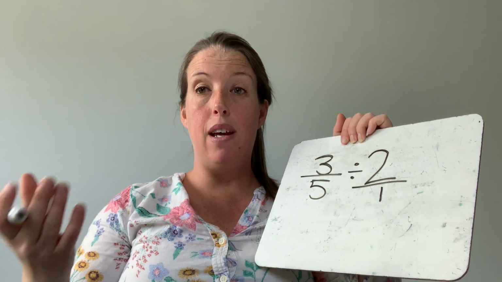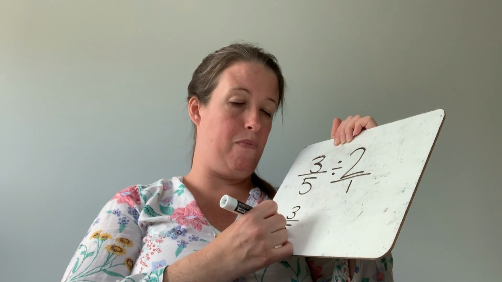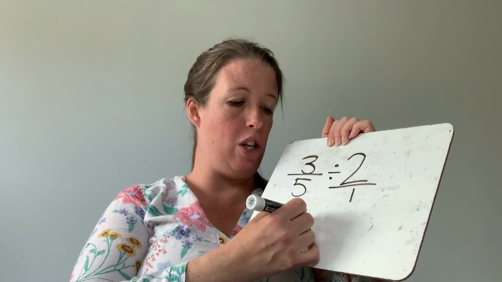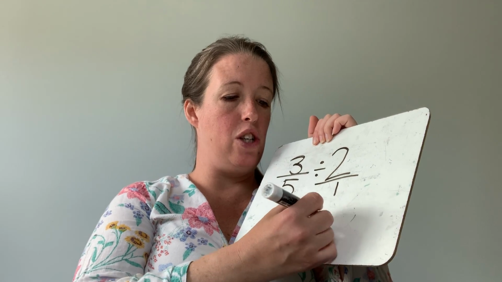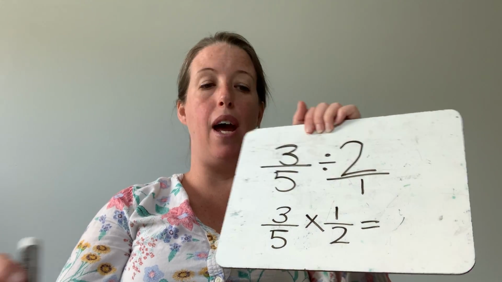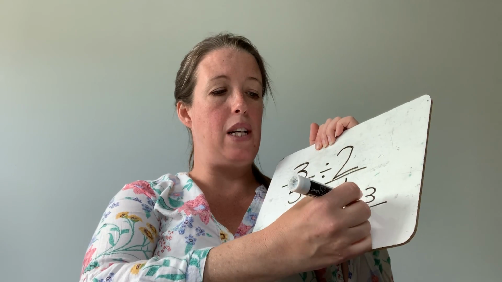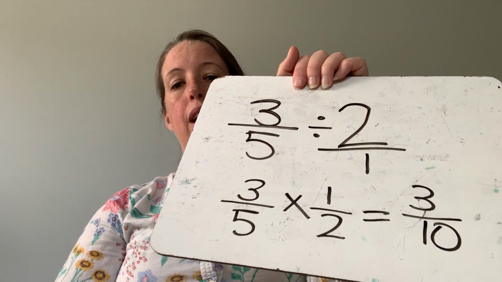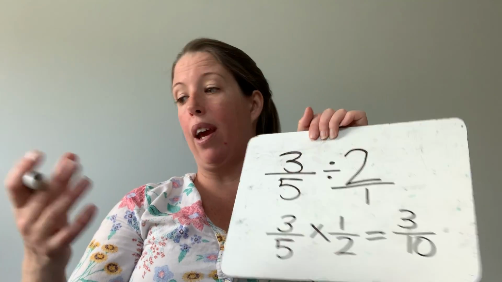Now I'm going to use the inverse operation of multiplication to solve. Keep 3/5, change it to multiplication, and flip the second fraction, which gives me a half. I multiply my numerators, then I multiply my denominators, and I get 3/10. So they'll each get 3/10 of the cake, of the leftovers.